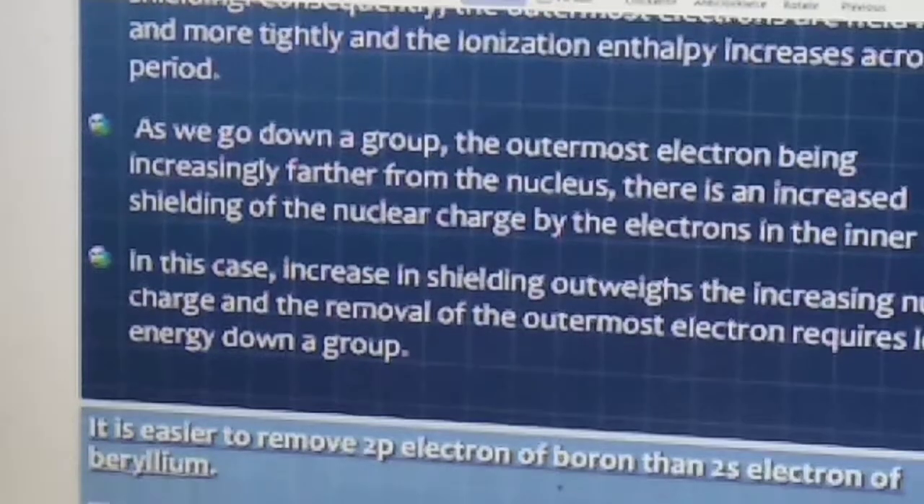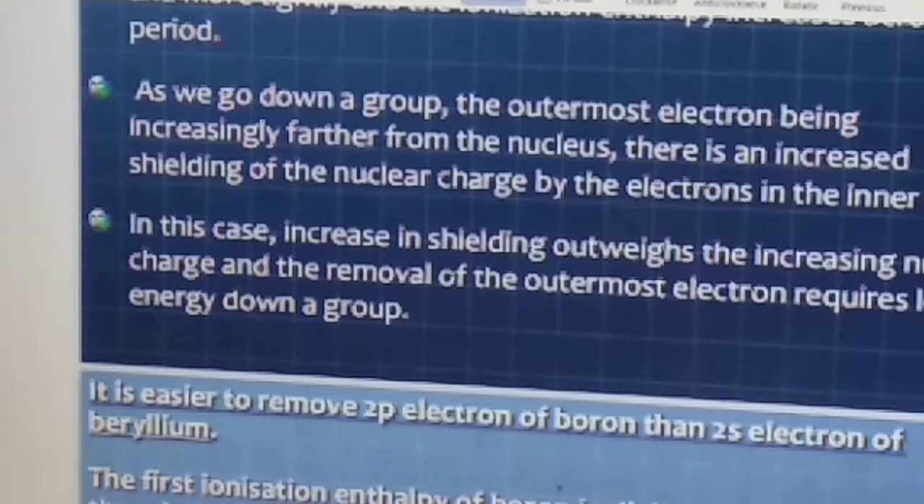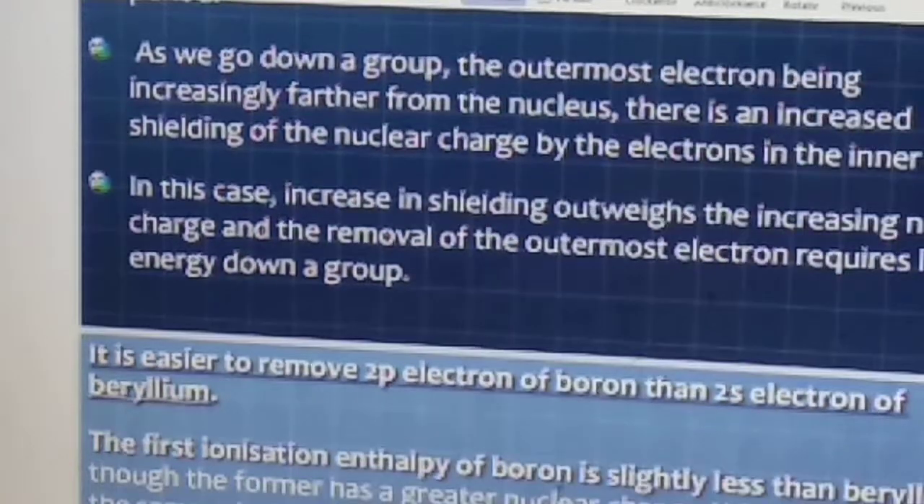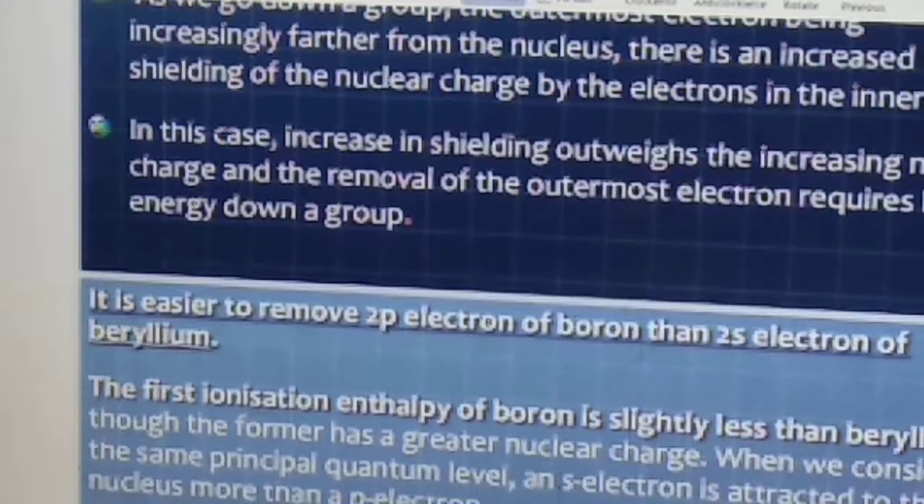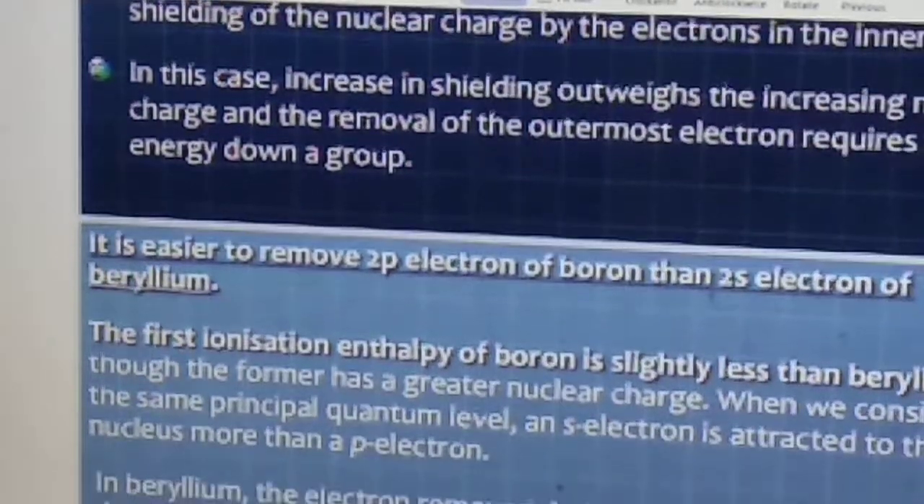My dear children, it is easier to remove the 2p electron of boron than the 2s electron of beryllium. The first ionization enthalpy of boron is slightly less than beryllium. Why? Though the former has the greater nuclear charge, when we consider the same principal quantum level, an s electron is attracted to the nucleus more than the p electron.